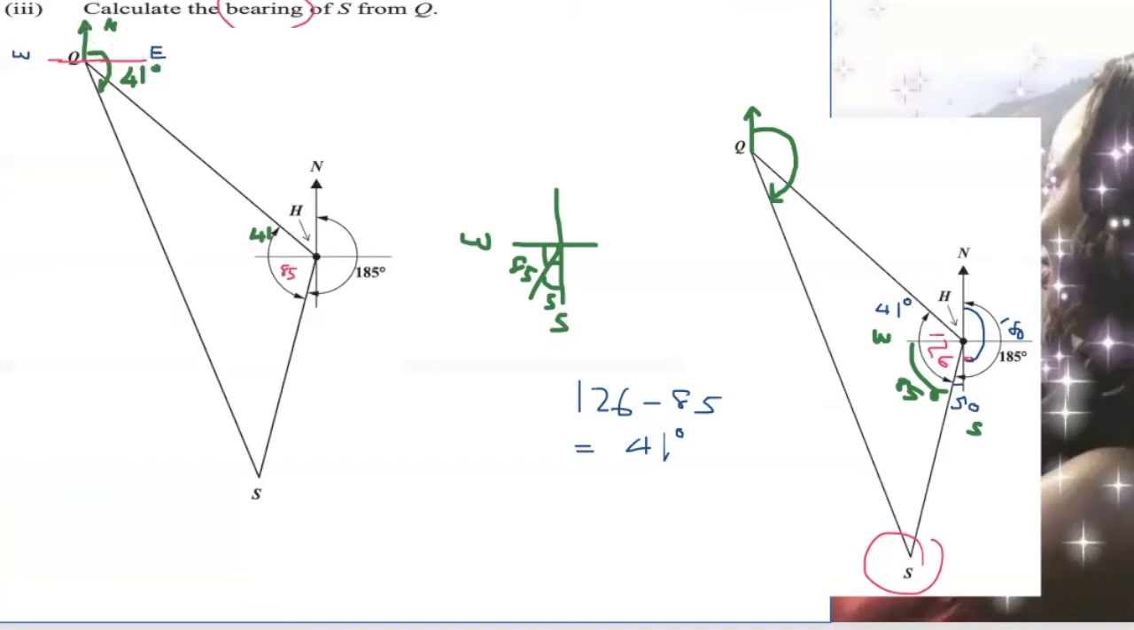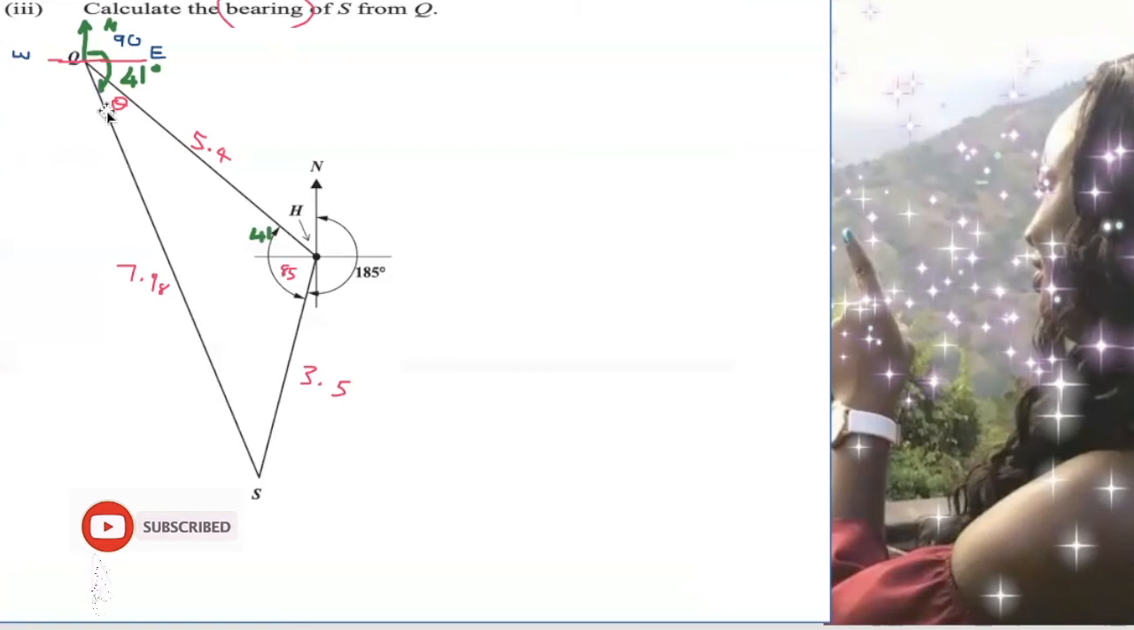Now from the North Pole to the east, we know that this is 90 degrees because it forms a 90-degree angle. So here we can see from the North Pole to the east, we have 90 degrees, then this is 41. So what is left is this angle that we need to find. Just a reminder that we know that this line is 5.4, this line is 3.5, and this line is 7.98. We need to find out what theta is.